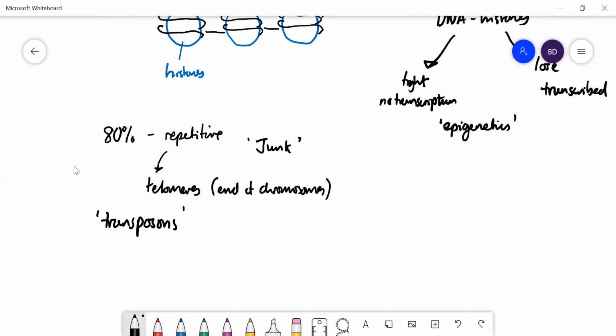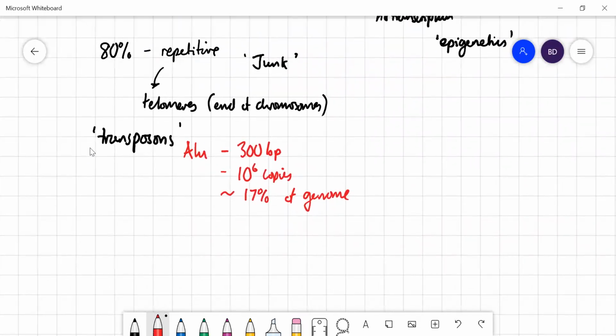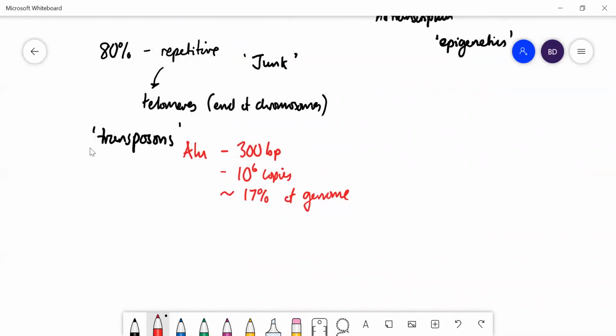One of them is called the Alu transposon. It's 300 base pairs long. No one is entirely sure what it does at all, but there are about 10^6 copies of that in the human genome. And that means it takes up about 17% of our genome. It's just this one sequence that really doesn't seem to do anything. So it is quite mysterious what a lot of this non-coding DNA does.